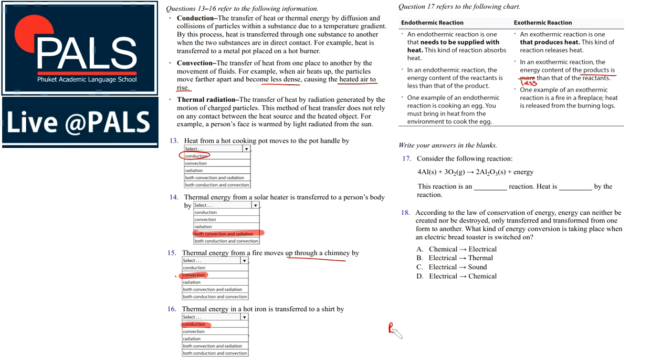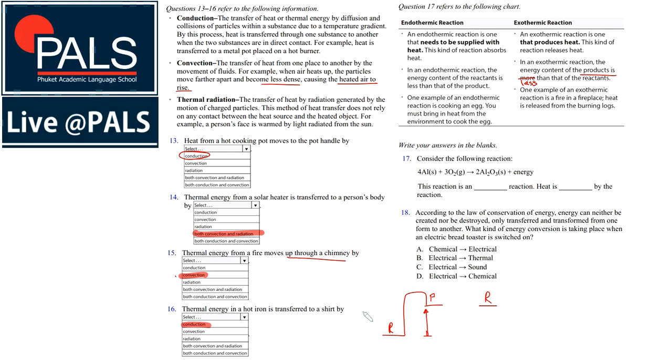In an endothermic reaction, the reactants have less energy than the products. Therefore, energy is absorbed from the surroundings, usually in the form of heat. So that heat energy is then changed into chemical energy, which is stored in the products. So an exothermic reaction is the opposite.